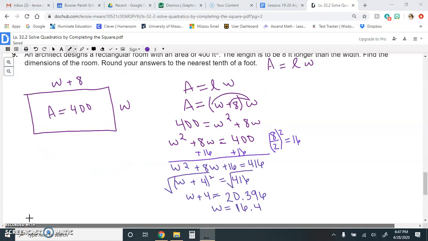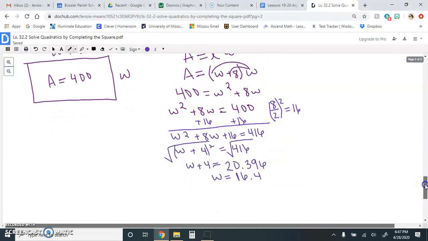Okay, so I went ahead and calculated my b over 2 squared and added that to both sides. That gave me my perfect square trinomial over here and gave me 416 on this side. I factored and square rooted both sides. At that point, I did go ahead and take my answer down to a decimal when I square rooted, because it does ask me to round my answer. So when I did that, I got 20.396. Of course, I have to subtract 4 from both sides, which gave me a width of 16.4.